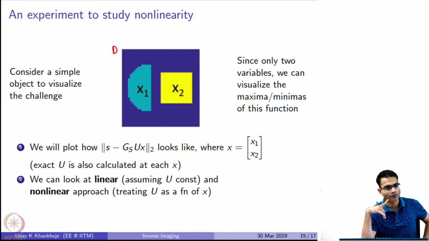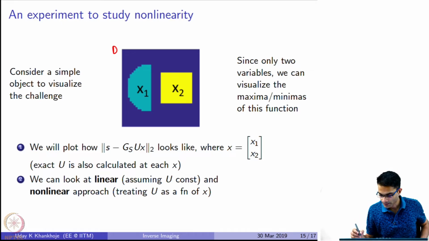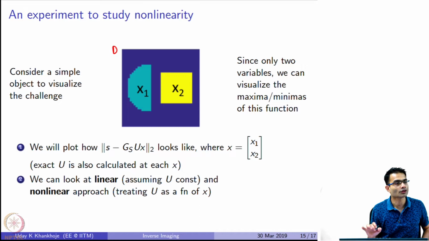And further, what am I assuming to make my life easier? That I know the boundaries of these objects. Okay, I am going to make my life really simple. I want to restrict myself to two variables because, why would you do that? Because I can visualize 2D, I cannot visualize 10D, right? So, I want to restrict myself to 2D so that I can visualize it.